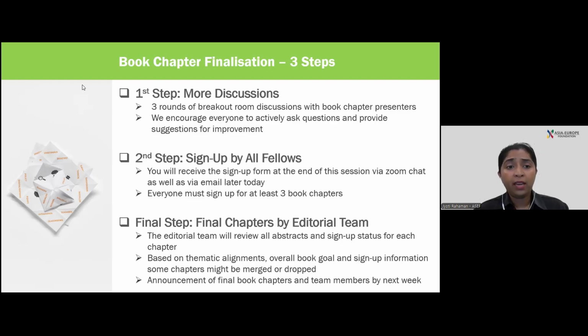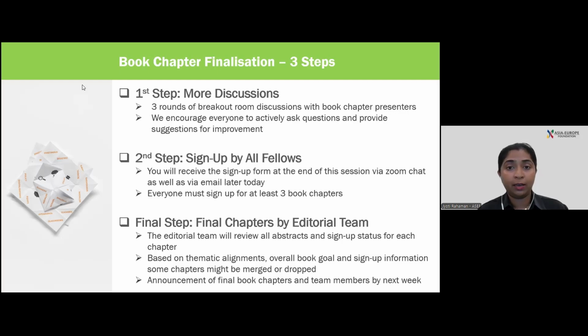So today we are mainly looking at questions and suggestions, not necessarily feedback, because the past 2 rounds were mainly for feedback. And we encourage all the other fellows to actively ask questions and provide suggestions for future discussions and improvement. And the second step depends on all the fellows.